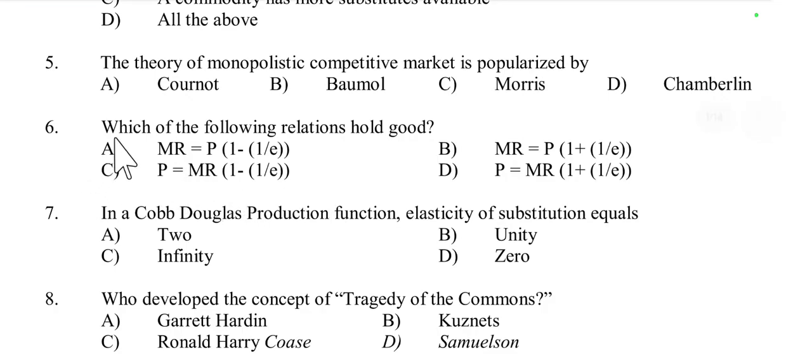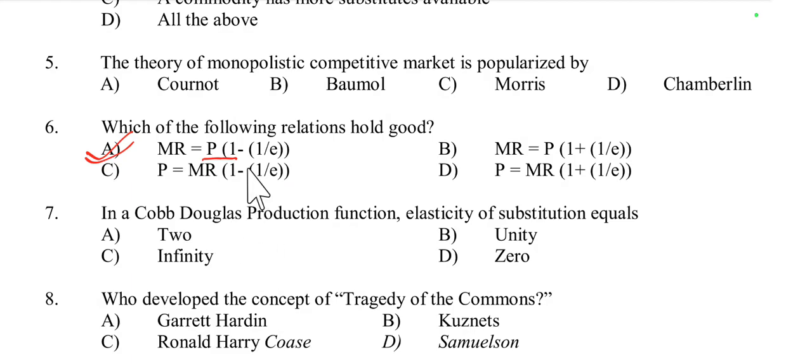Then question number 6, which of the following relations hold good? MR is equal to P into (1 minus 1 by E). Yes, this is the right option. Others are incorrect. MR, marginal revenue, is equal to price into (1 minus 1 by E). So this is the formula for marginal revenue in relation to P, meaning price, and price elasticity of demand, or E. It shows that marginal revenue depends on the price of the product and how responsive the quantity demanded is to a change in price, that is, the price elasticity of demand.